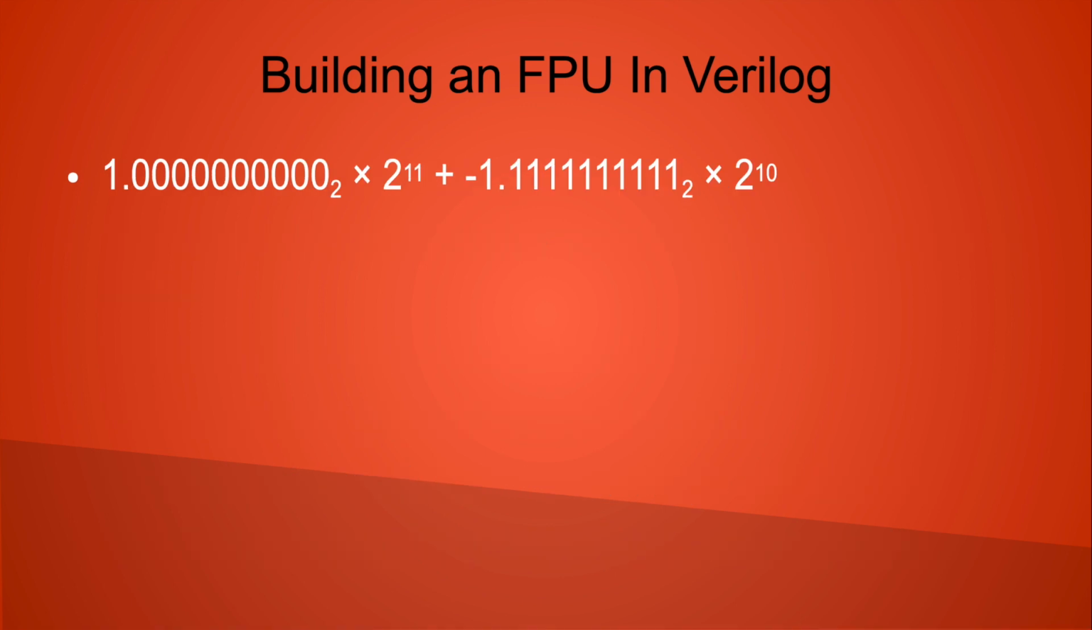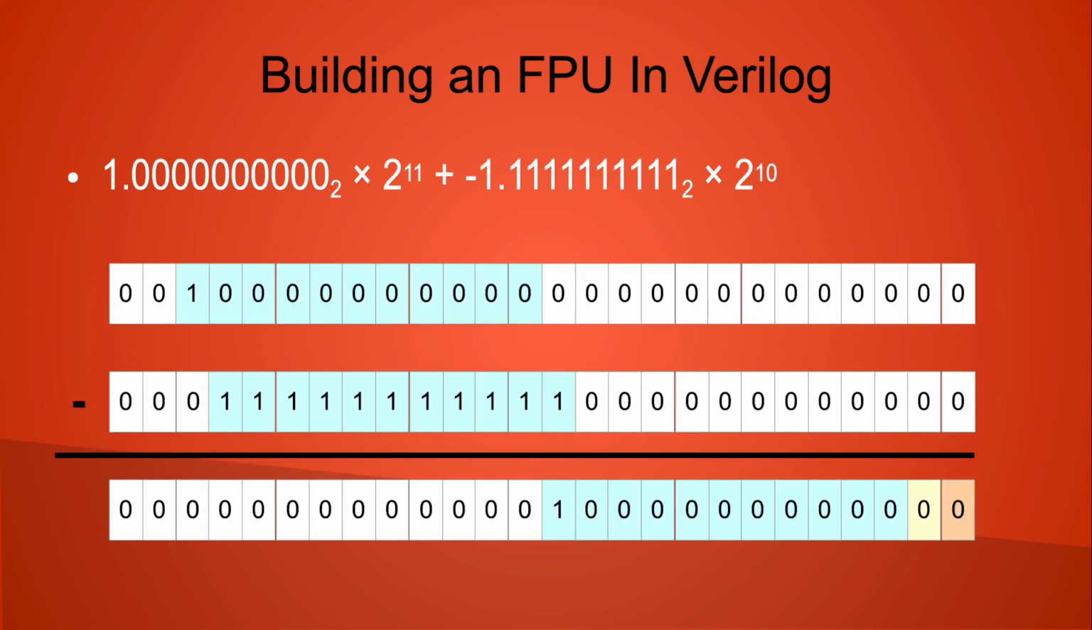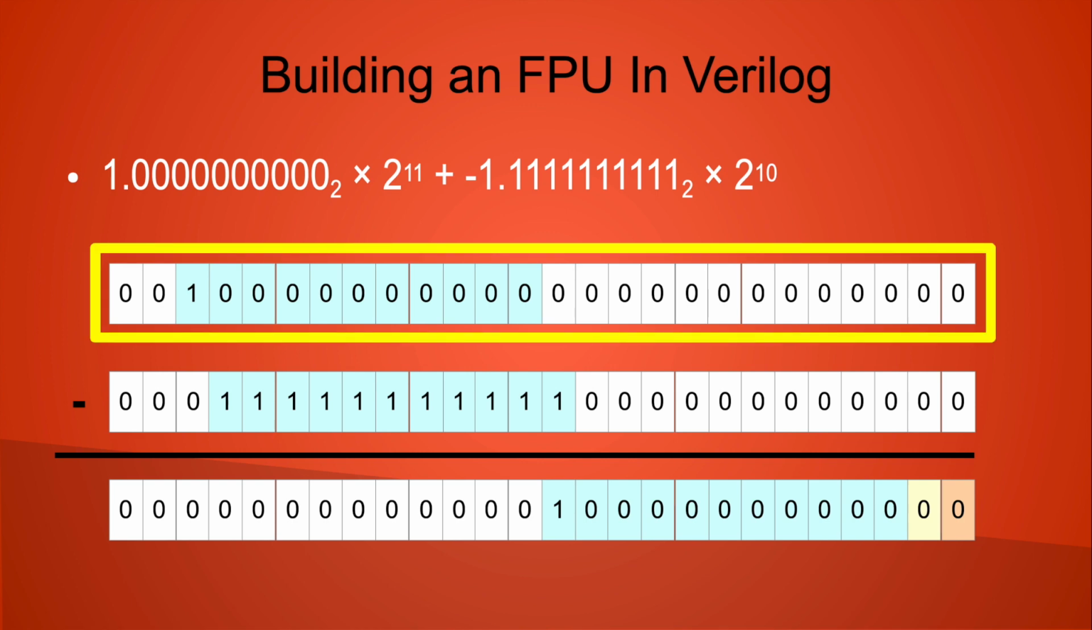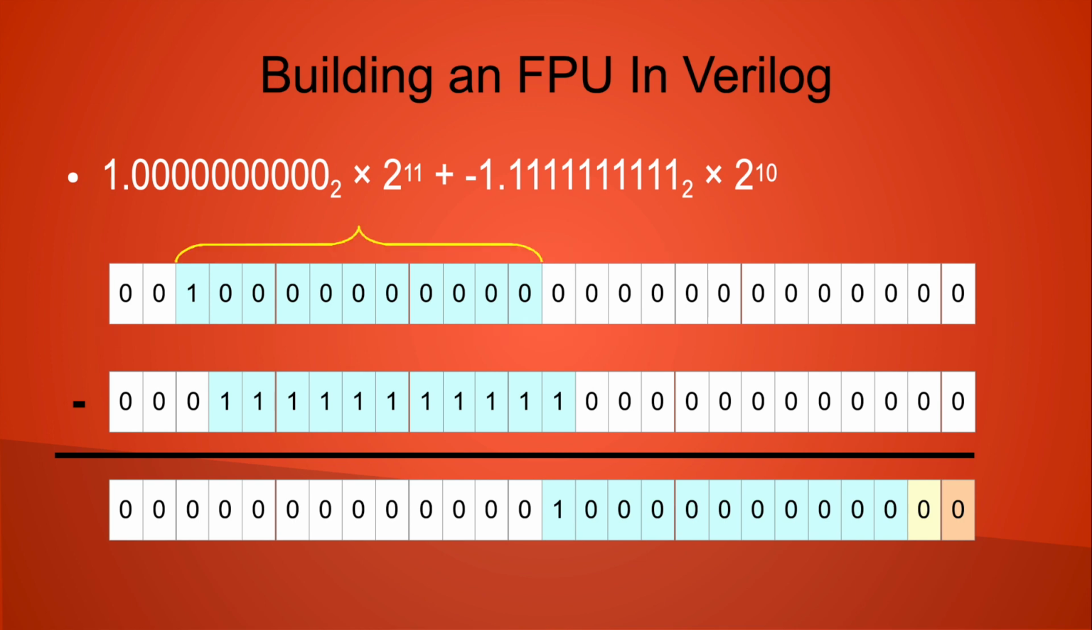In the last video, I walked through the process of adding 1 point followed by 10 zeros times 2 to the 11th power and negative 1 point followed by 10 ones times 2 to the 10th power. I'm going to expand on that discussion. In this diagram, the augend sig, addend sig, and sum sig registers are pictured. The top register is the augend sig. If you look closely, you can see that the 11 bits holding the unshifted significand have a light green background. The other bits in the register have a white background and all contain 0.